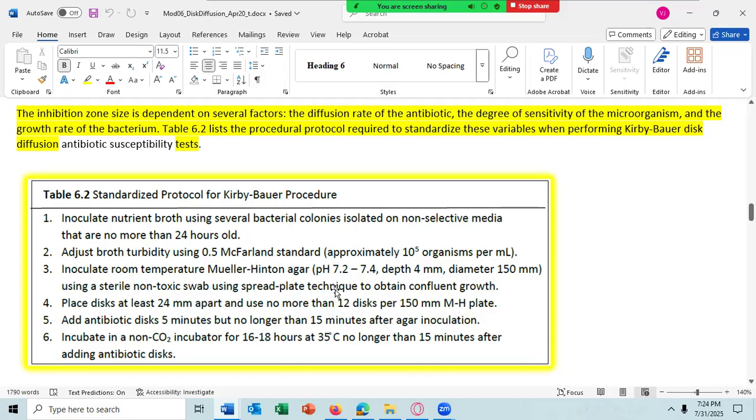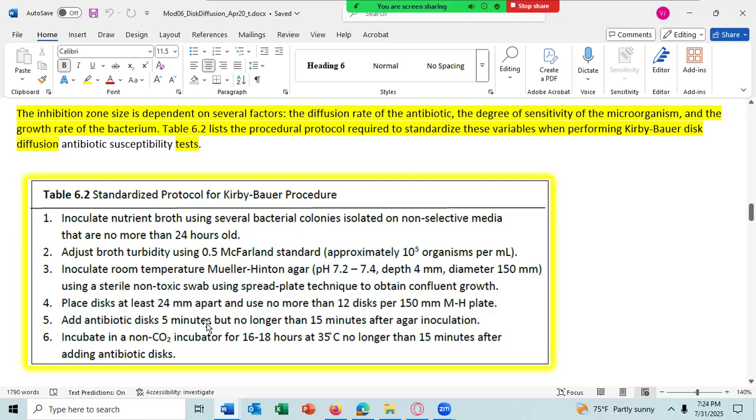You then let the plate sit for 5 minutes to absorb the liquid from the swab. Place the discs 24 millimeters apart, no more than 12 paper discs containing 12 different antibiotics on the plate.